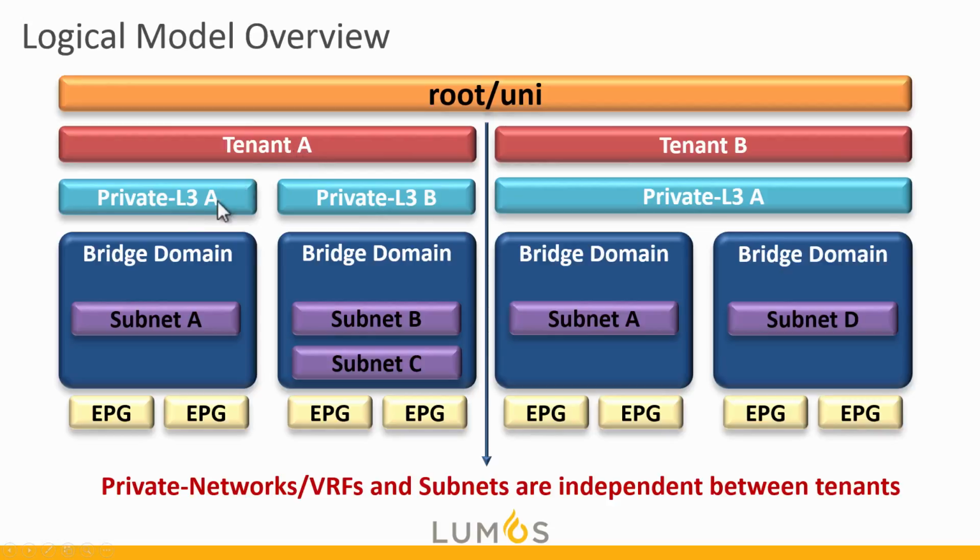So if I have this private network A within tenant A, and I did a show VRF in NX-OS mode, I would see VRF A colon A and A colon B, which means that it's different from B colon A. So that would be a separate VRF. Assuming that we had EPGs on all of these, we would have essentially three VRFs, A colon A, A colon B, and B colon A, all on the same leaves.